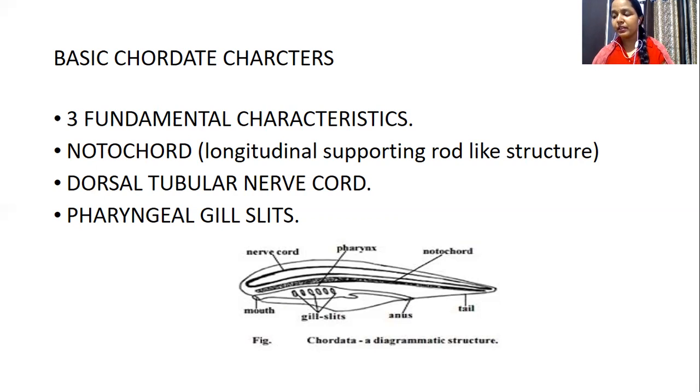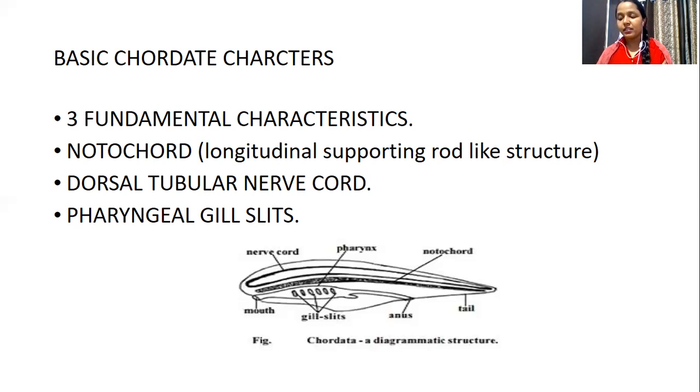The dorsal tubular nerve cord derives from the infolding of the mid-dorsal strip of the neural ectoderm. That is the dorsal tubular nerve cord. Usually, it starts from the anterior end of the organism and ends at the posterior end of the organism. Next, we'll move on to the pharyngeal gill slits.